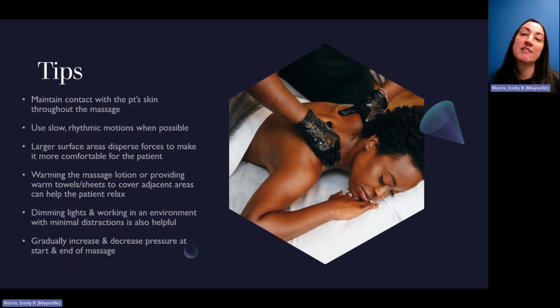Dimming the lights, working in an environment with minimal distraction is also helpful. So if you're in a really busy treatment and you're not in a private treatment area, don't expect them to be able to relax very much.